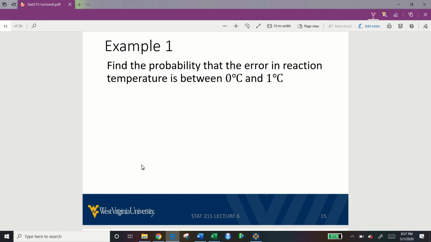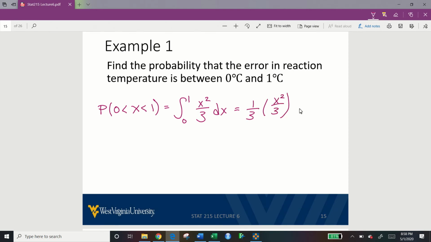Let us find the probability that the error in reaction temperature is between 0 degrees Celsius and 1 degree Celsius. Well, this is actually pretty easy. Let's start off by writing the probability of 0 less than x less than 1. For now, we will integrate our function x squared over 3 dx from our bounds of 0 to 1. Using our rules of integration once again, we'll have 1/3 multiplied by x squared over 3 from 0 to 1.